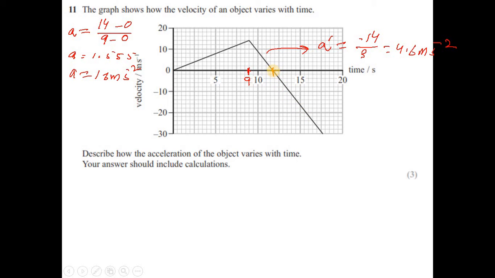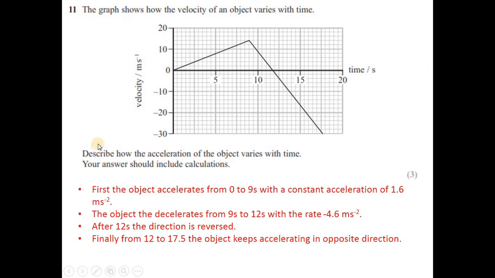So here the velocity is 0, but the object does not stop. It reverses or changes direction and keeps moving with the same rate of minus 4.6 meters per second in the opposite direction. That's how you can explain it, and I already showed you the calculation of 1.6 and minus 4.6. How did you get that?